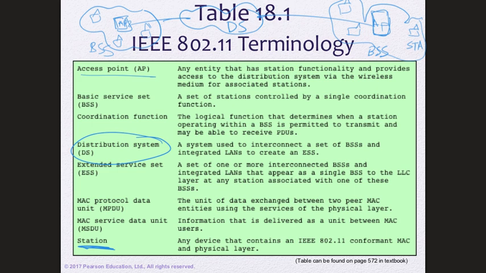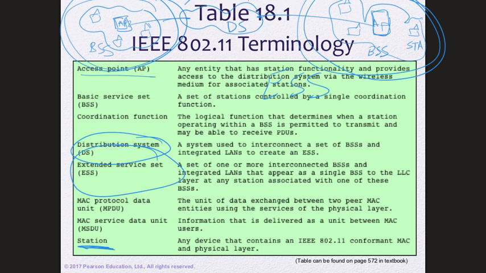Now, since this access point with the nodes belonging to it and this access point with the nodes belonging to it, they belong to the same owner, the same network, which is Qatar University, we call the group of those basic service sets an extended service set, this guy.